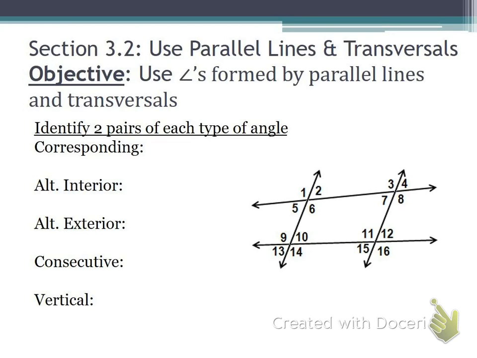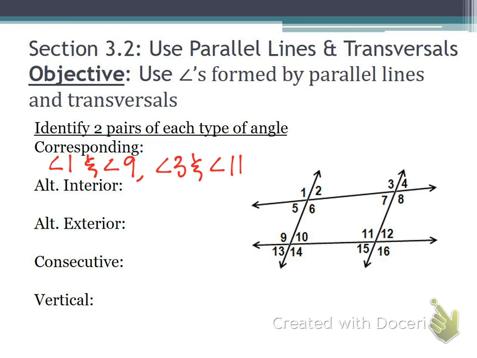Akira, can you give me a corresponding pair? 1 and 9 would be corresponding. Good. Again, lots of possibilities here. That is one of them. Deidreana, what's another? Angle 3 and which one? 11. Good. Angles 3 and 11 also work for corresponding. If you put other ones like 1 and 3 or 2 and 10, 5 and 13, those are all corresponding. We're just looking for two pairs.